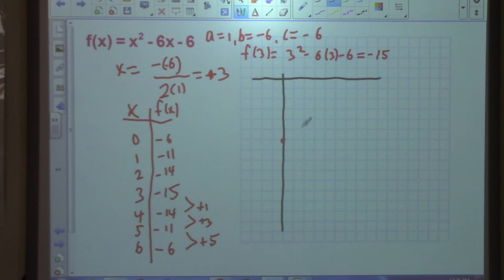And so here's our axis of symmetry, x is equal to 3. Then we would go down at 3, negative 15. 1, 2, 3, 4, 5, 6, 7, 8, 9, 10, 11, 12, 13, 14, 15, right here. Then we can go plus 1, plus 3, plus 5. That matches over there. So that's it.